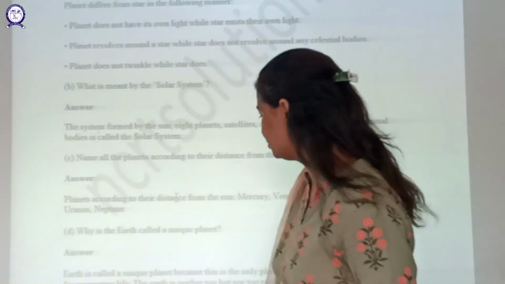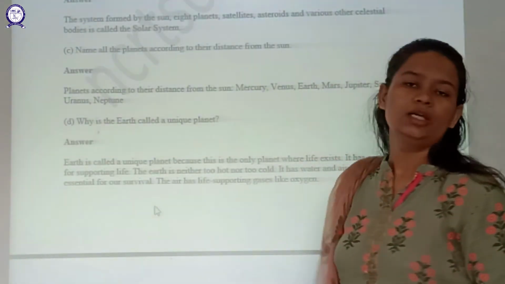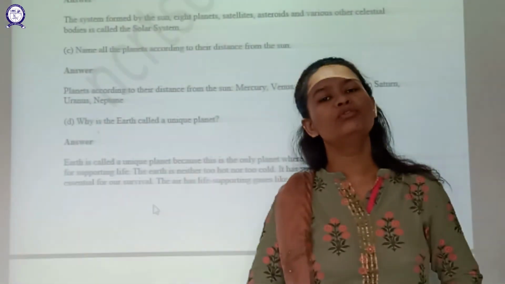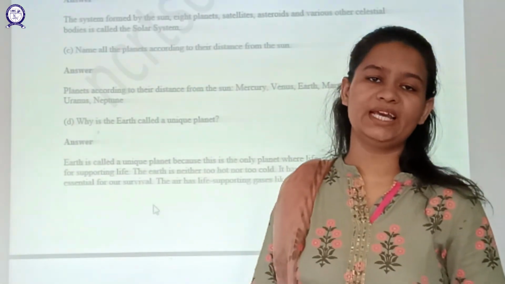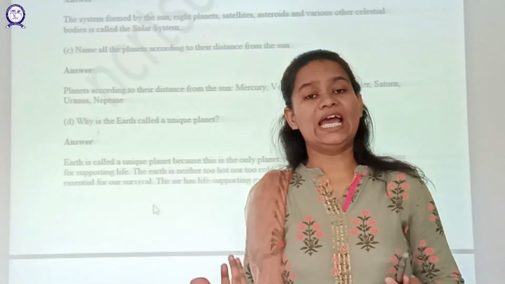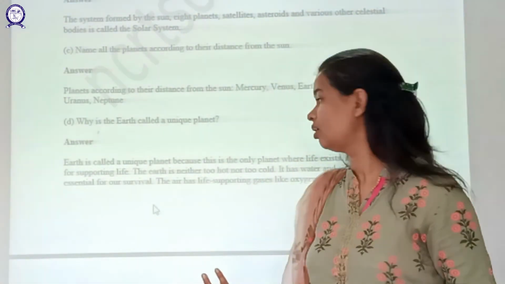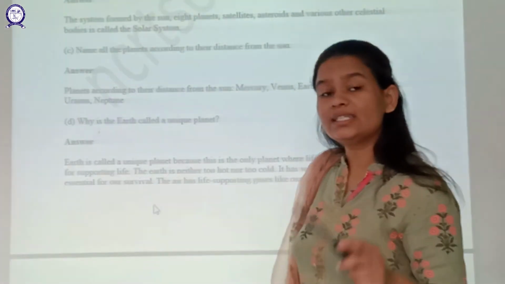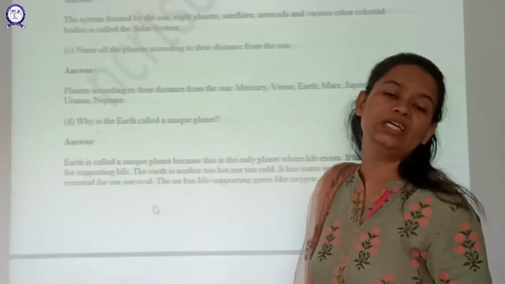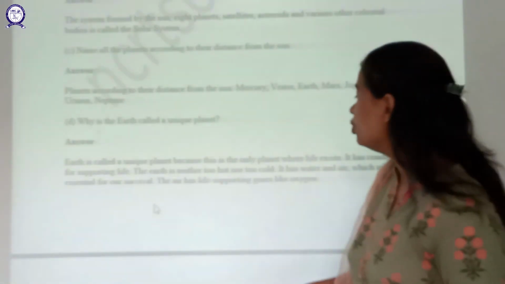Moving ahead, students. Why is Earth called a unique planet? You can write the answer in your own words. The Earth is called a unique planet because the Earth is the only planet where life exists and we get all the important things for survival like oxygen, water, etc. And the climate present here is suitable for us. Neither is the Earth's surface too hot, nor is it too cold.